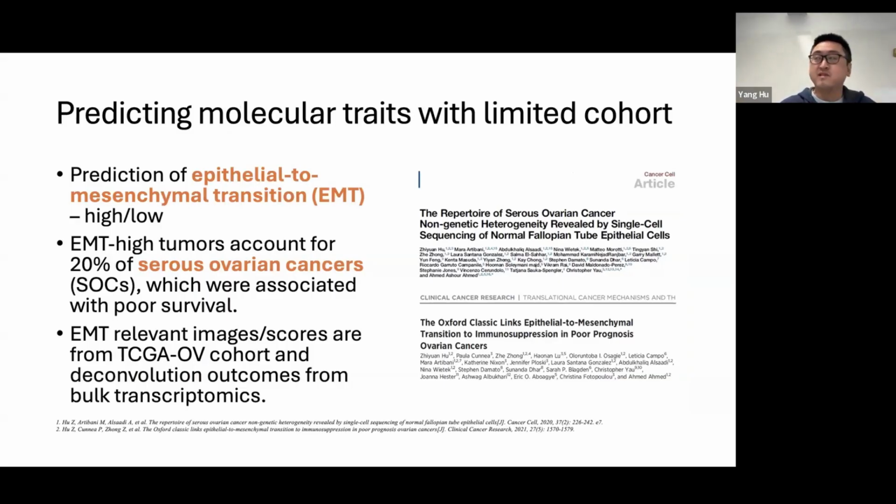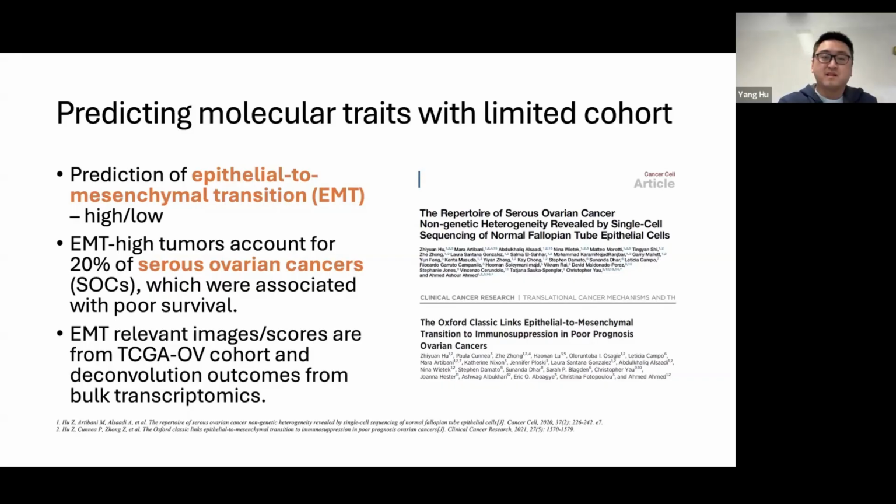like in one of our collaborations with John Radcliffe Hospital in Oxford. We have a cohort on ovarian cancer. They are very interested in prediction of the epithelial-mesenchymal transition, EMT. Basically, this molecular subtype can be separated into high or low, and EMT-high tumors account for about 20% of serous ovarian cancer, which is highly associated with poor survival rate.